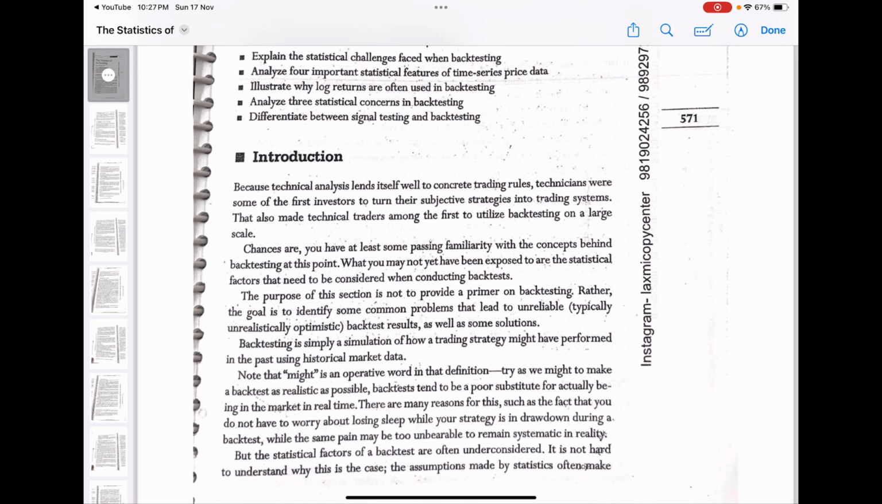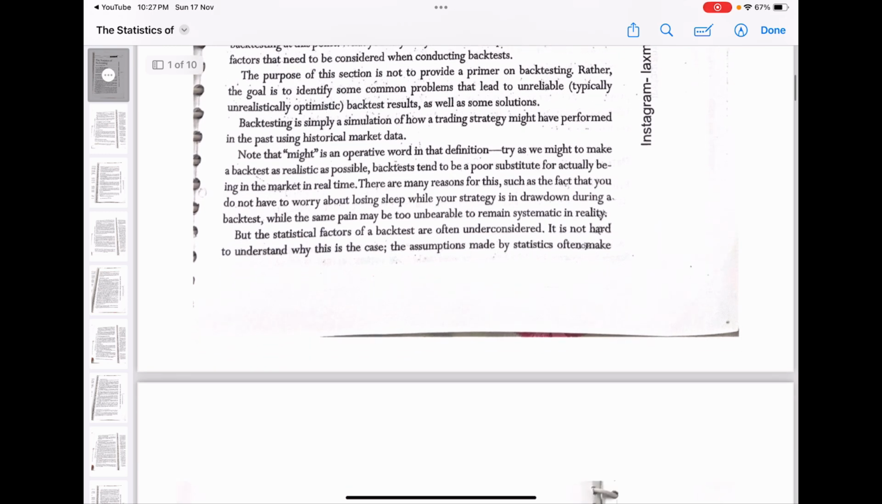What you may not yet have been exposed to are the statistical factors that need to be considered when conducting backtests. The purpose of this section is not to provide a primer on backtesting; rather, the goal is to identify some common problems that lead to unreliable backtest results as well as some solutions. Backtesting is simply a simulation of how a trading strategy might have performed in the past using historical market data. Note that "might" is an operative word in the definition.